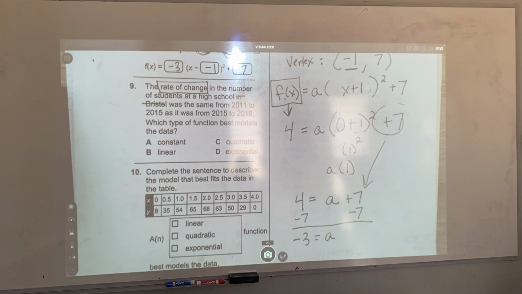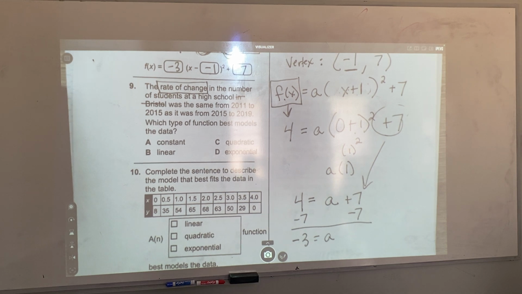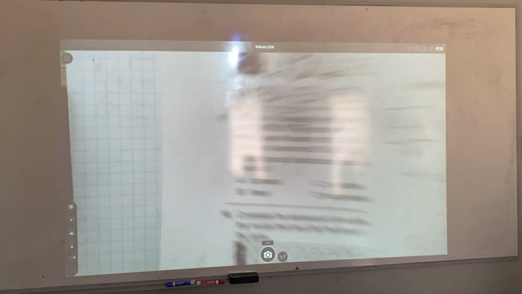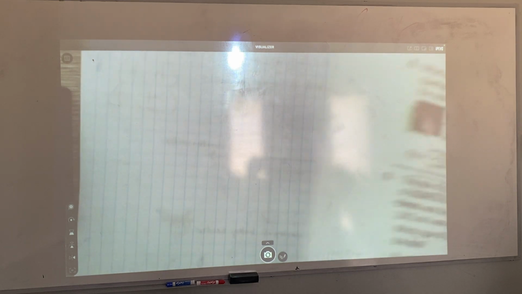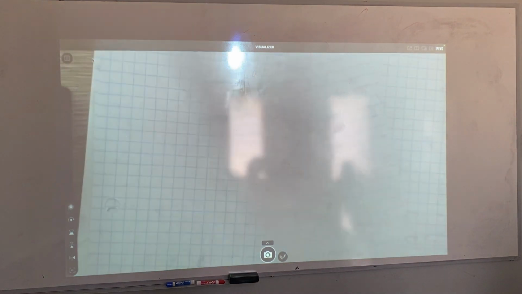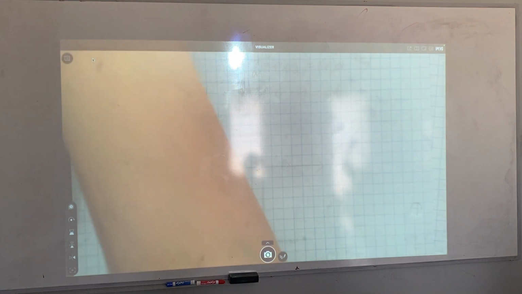Okay, so what question did you just ask? I said, why is it a straight line? Oh, why is it a straight line? Okay, because I'm going to show you. I actually drew a picture of what it would look like in the notes here.